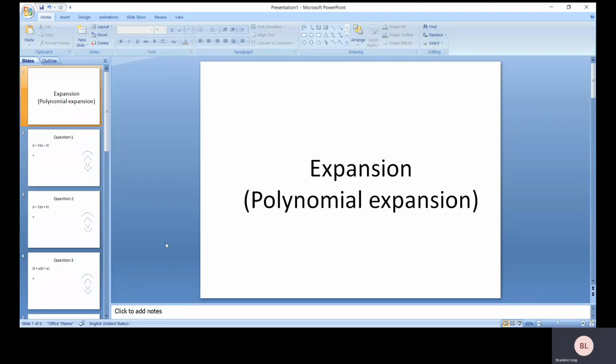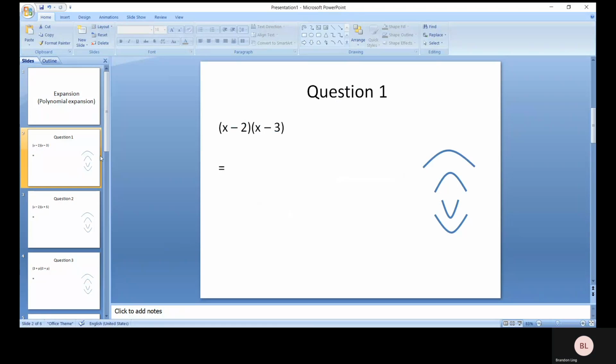Okay, this exercise will teach us how to do expansion of brackets, or what we call polynomial expansion. Let's take a look at this question 1 here. You have x minus 2 in the first bracket, followed by x minus 3 in the other bracket. So what you need to do is multiply and expand this bracket here. So how do we do that?